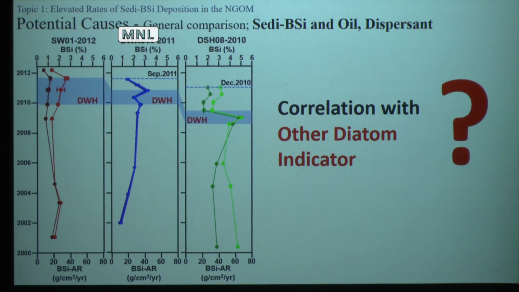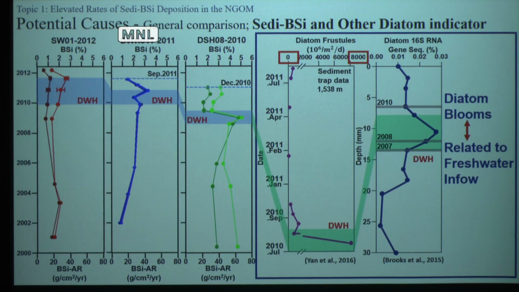And now I will compare the diatom indicators with the sedimentary biogenic silica. The number of diatom frustules caught by the sediment trap deployed in the water column dramatically increased during the Deepwater Horizon oil spill and recovered to baseline really fast afterward. This matches really well with the DSH-08 core collected in 2010, because the DSH-08 profile showed decreased values after the huge increase in the Deepwater Horizon oil spill influenced layer.